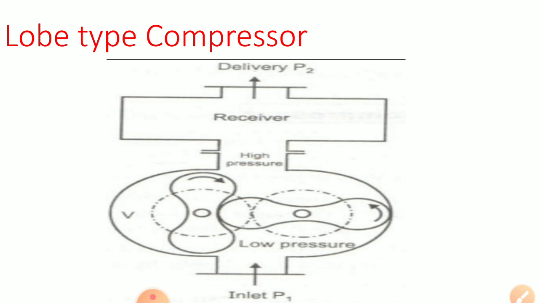Okay, so this is the working of the lobe type compressor, or how the air is compressed in a lobe type compressor. Here we discussed that in a lobe type compressor, air is compressed when it is trapped between the two lobes or between the casing and the lobes. In this way compression is carried out and the compressed air is stored in the receiver.